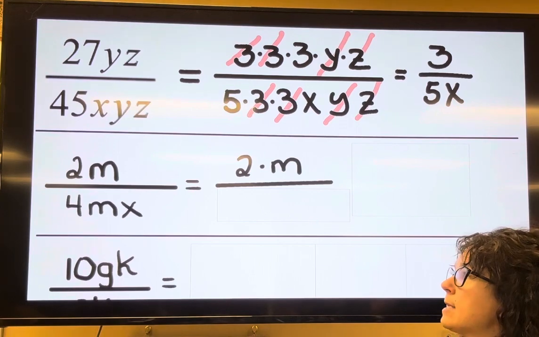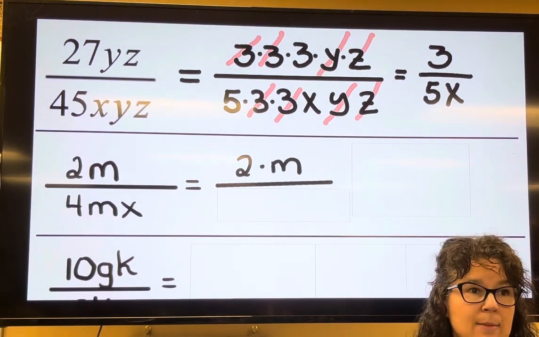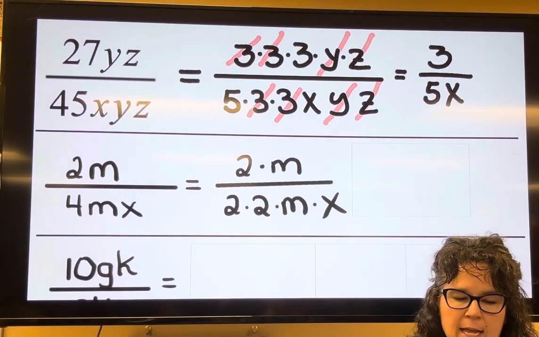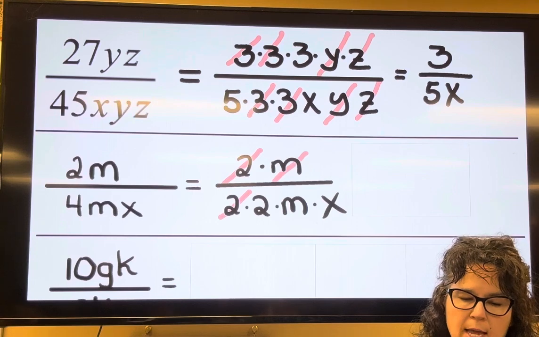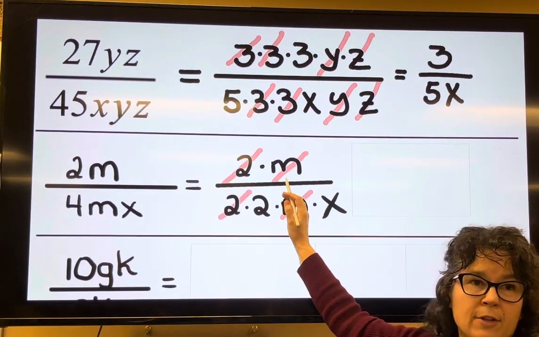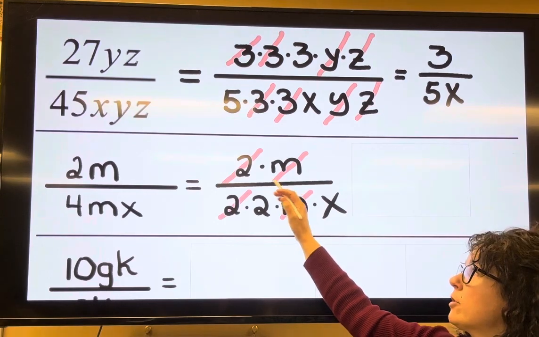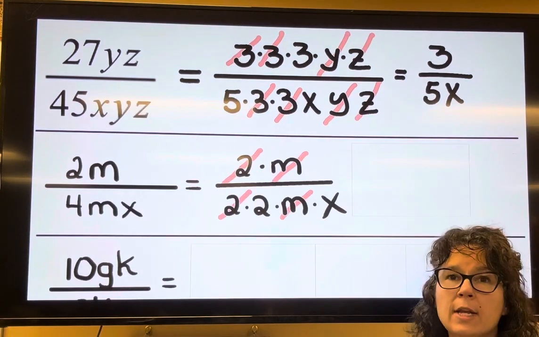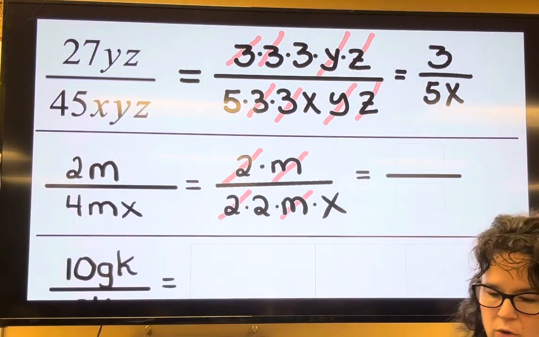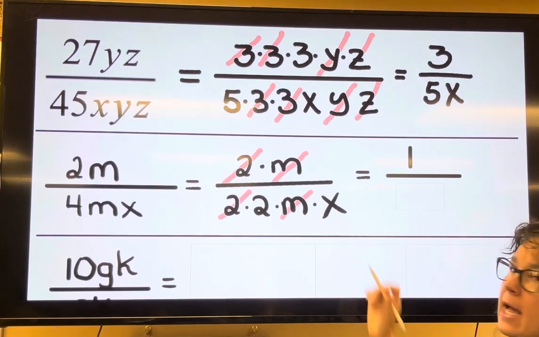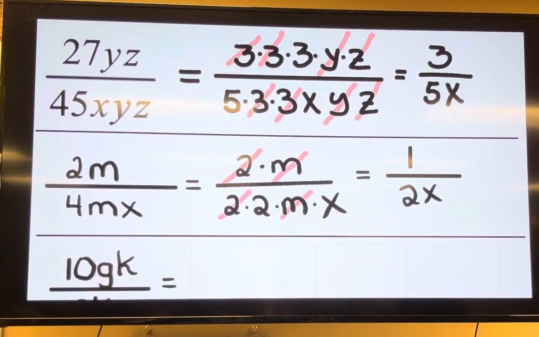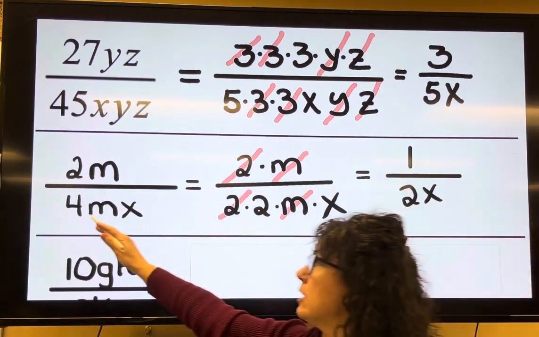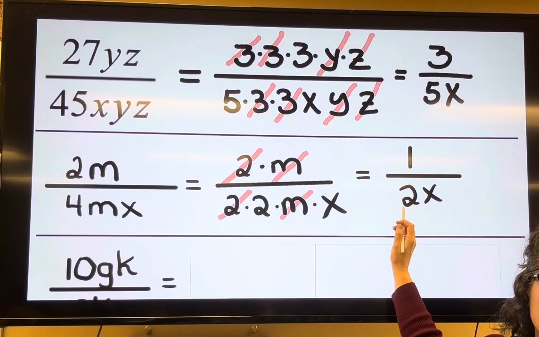Okay, this one here, if I expand, 2 is prime, so I can't really expand that very much. It's just 2 times m, but the 4 is made out of 2 times 2. So I have 2 times 2 times m times x, canceling the 2 and the m. Everything has been canceled in the numerator, but remember there's always a 1 times here that we don't see. So there's still a 1 in the numerator. So I've got my 1 in the numerator and then a 2 and an x left in the denominator. You could also think of this as 2 fits into 2 once and 2 fits into 4 twice.